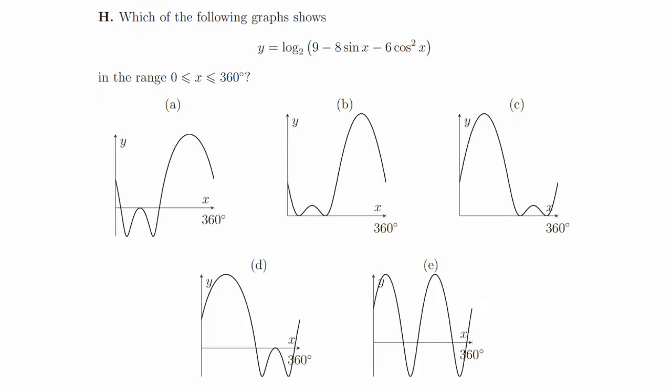We are given a function which is log base 2 of the quantity 9 minus sine x minus 6 times cosine squared of x, and we're asked which of the following graphs or sketches of graphs on the range 0 is less than x is less than 360 degrees best suits this equation.